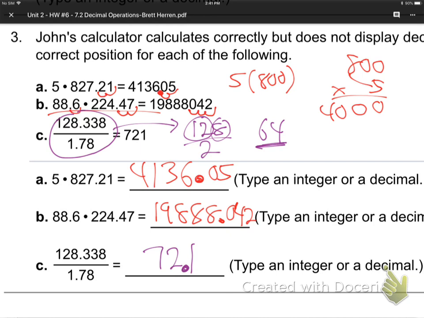72.1, huh? That's close to 64. I was just estimating. Wouldn't it be back here, 720? That's not close to 64, right? Wouldn't it be right here? 7.21 is not close to 64. 72 is close to 64. Does that make sense?